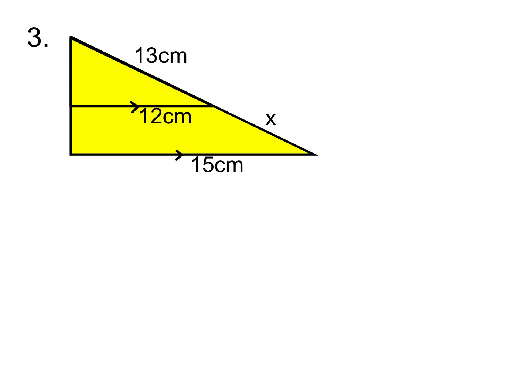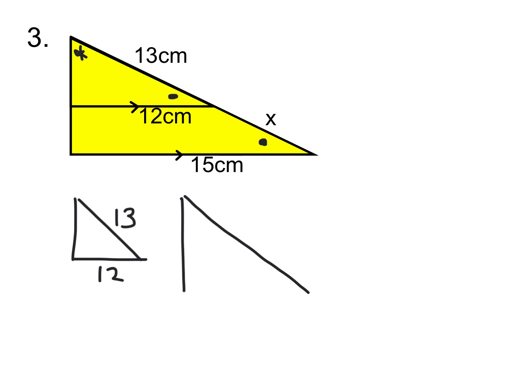So again, these are mathematically similar because both these triangles have a common angle here using corresponding angles. We've got a big old F shape going on. They also share this corresponding angle up the top there. So I'm going to draw out small and big. So my small one is the 13 and the 12. And my larger one would be 15 along the bottom.